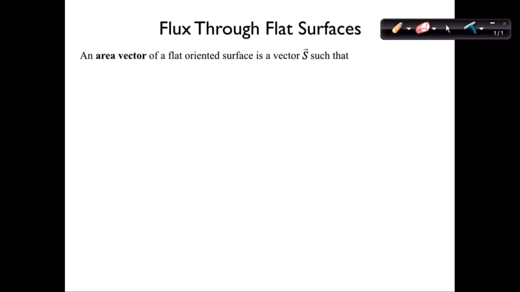Vector capital S. Vectors consist of what? Direction and magnitude. So what is the direction and magnitude of an area vector? The magnitude is the area, and the direction is n, the direction of how you're orienting that surface. So it's orthogonal to the surface. N is orthogonal to the surface.